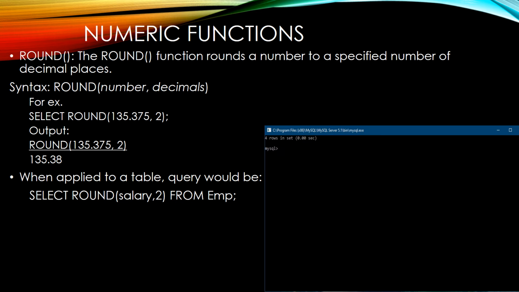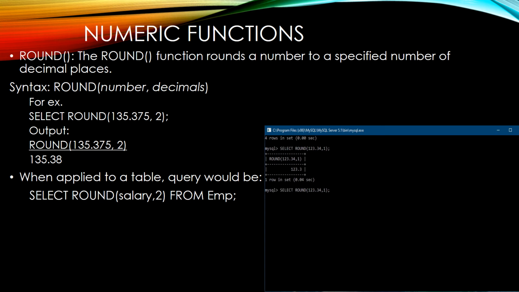Students, you must be knowing about rounding off. Let's take an example. Select round. I am taking a decimal value 123.34. This is the number which I want to round off to one decimal place. So comma 1. Now you can see the output. It has rounded off this value to one decimal place. It has removed 4, so the output would be 123.3.